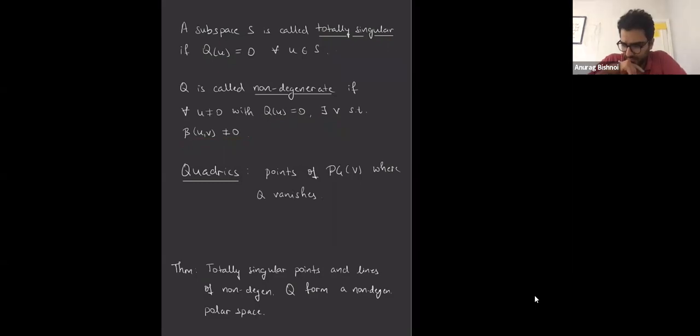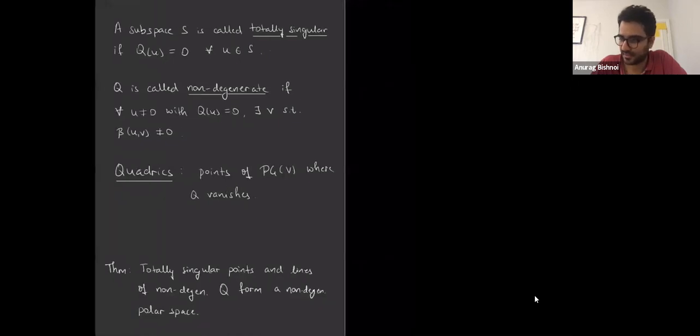And the term that I will often use is quadrics. And these are just the points of the projective space where Q vanishes. Right? So this is the hypersurface, this is the collection of points in the projective space. And the main reason why we are interested in quadrics is because when you take the points and lines of a quadric, which means the totally singular points and the totally singular lines in any non-degenerate quadratic form or non-degenerate quadric, then they form a non-degenerate polar space. So this is a big class of examples of polar spaces, which are quite interesting point-line geometries that we will use soon in many combinatorial problems.